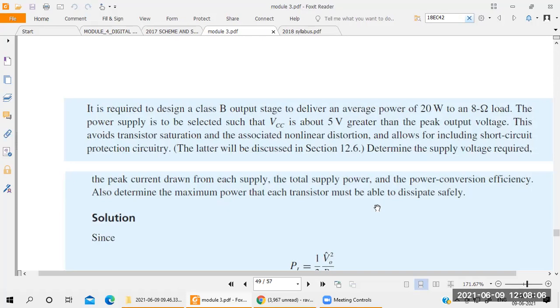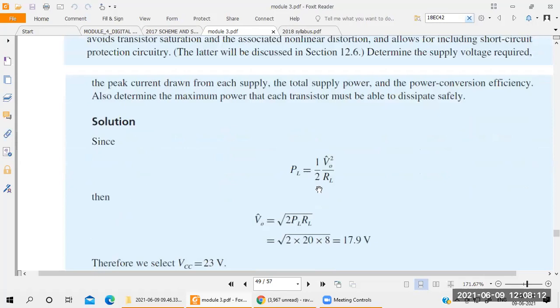Output power is 20 watt, load resistance is 8 ohm, VCC value is 5 volt, it is greater than the AC voltage. First take PL, the output power equation. What is the output power equation here? 1 by 2 V naught square divided by RL. Okay, this one is the AC voltage. Wherever V naught square is there, that's nothing but the RMS value. First find out V naught.